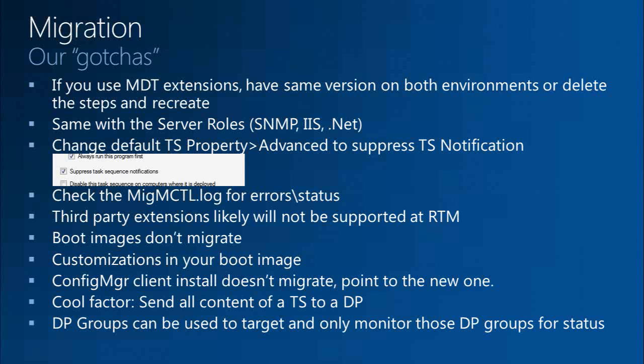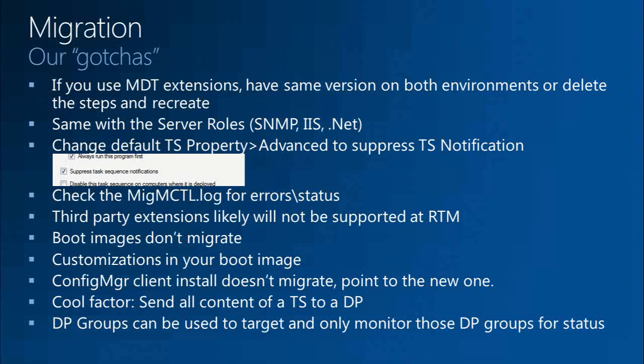Exactly. Yeah. The other thing is this MIGMCTL log. This is the master log for the migration tool. If for some reason something fails or a piece doesn't execute, this is the first place you want to go to try to find out where that error exists. Was it a specific package? Was it a task sequence? Was it a myriad of other things? But bottom line, go and check that log if you do run into an error.